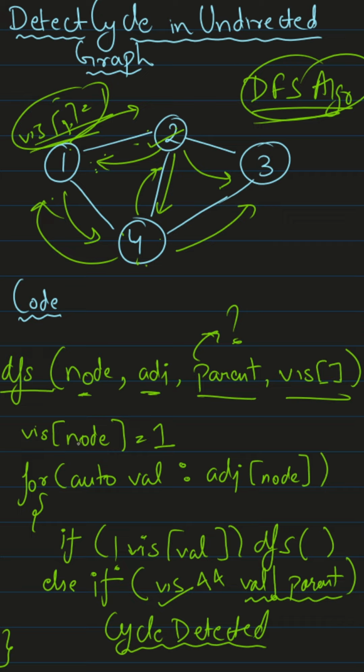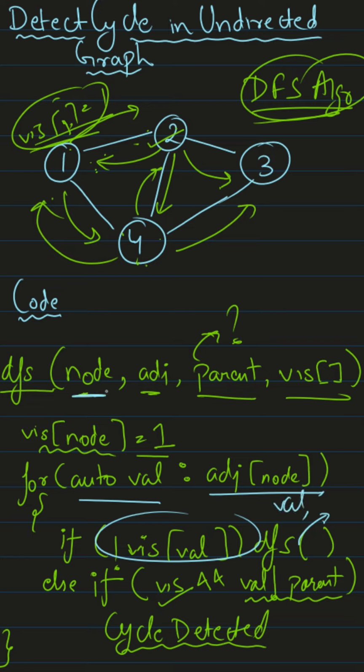Now we'll see the pseudocode. As soon as the node is processed in the DFS, we set visited of node equal to 1. Now visited of node is 1. We'll check the adjacency list of that node, for each value inside the adjacency of node. If it's not visited, we'll just call the DFS with the current value, and the node we have right now will become the parent. So it will be value, adj, and then the current node as parent. Okay, so the third element will be node.